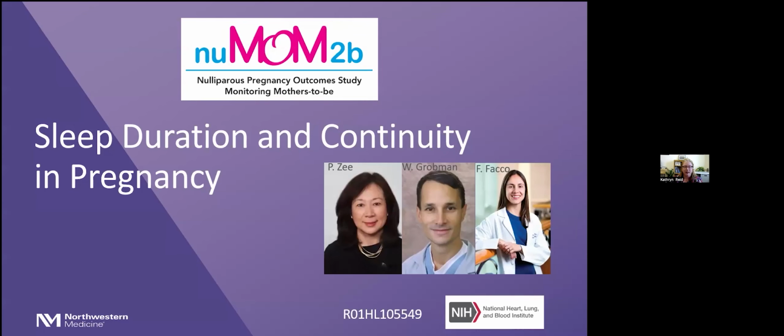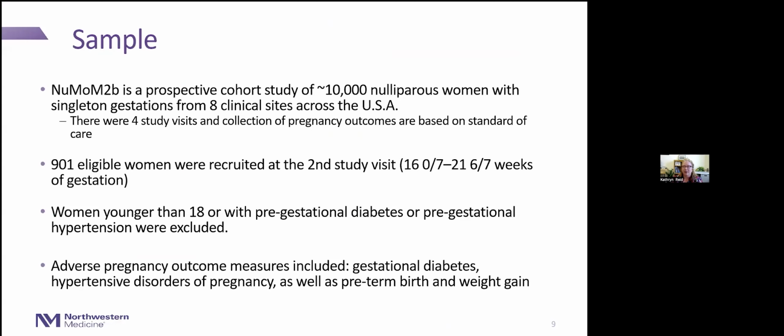So the study was the New Mum to Be study, and we had a grant to look at sleep duration and continuity during pregnancy. And these are some of my collaborators. So the study was of 10,000 women with their first pregnancies, who had single gestations across 8 sites across the US.